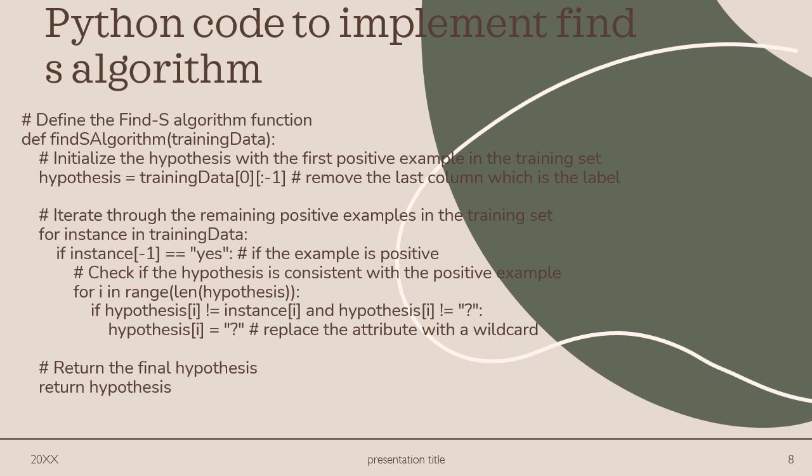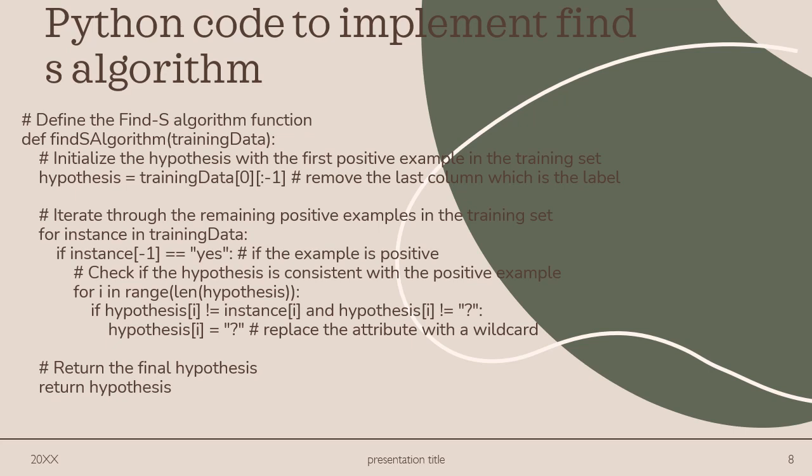So the training data, the initial instances, will be given as an input, where each example is a list of attribute values followed by either yes or no, the outcome for each and every example. Then you can see here the hypothesis is initialized with the first positive example in the training data set. So we give the first example of the training data as hypothesis is equal to training data of 0, which means it removes the last column, which is the label, that is the outcome column.